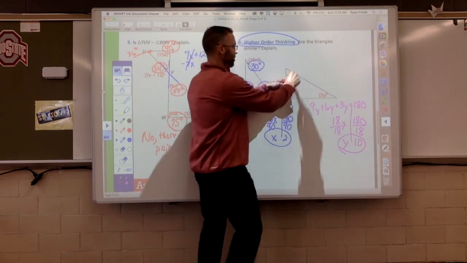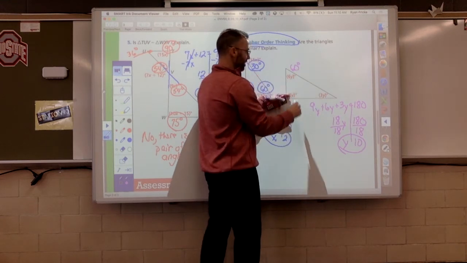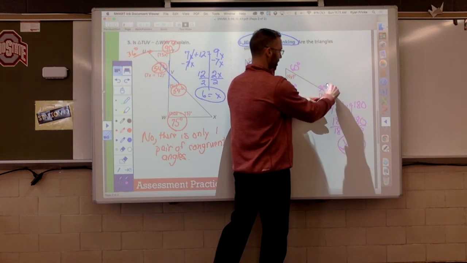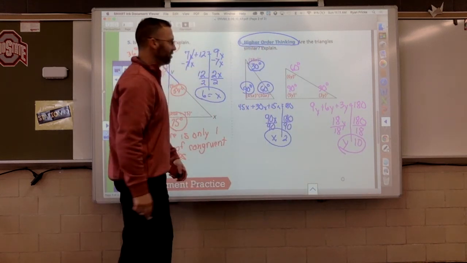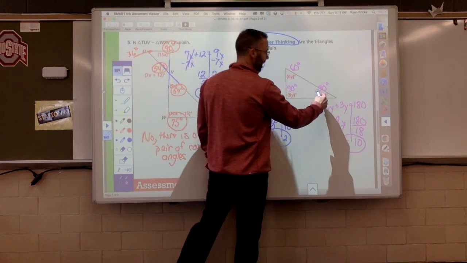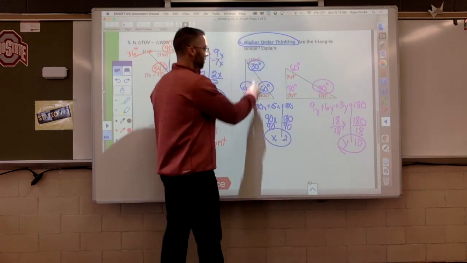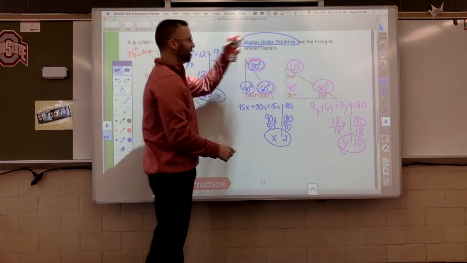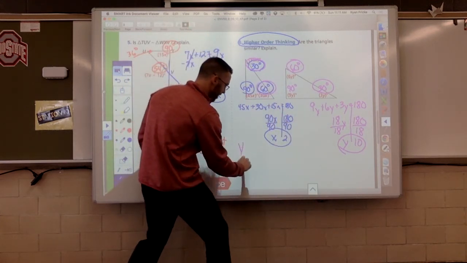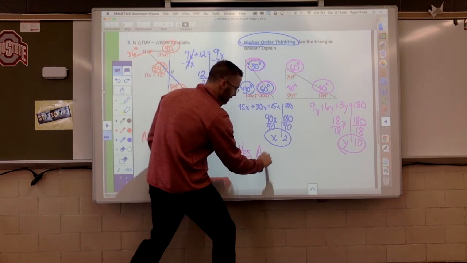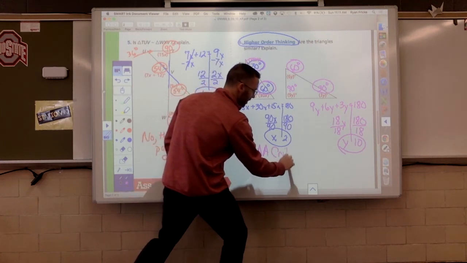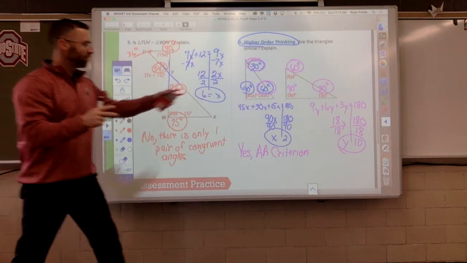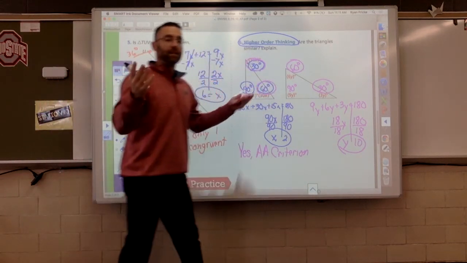Well, take 6 times y. This is 60. 9 times y. That's 90 degrees. 3 times 10, 30 degrees. Now let's compare. Do they have 2 pairs of corresponding angles? Well, there's 30 degrees. There's a 30 degrees. Here's a 60 degrees. There's a 60 degrees. Are they similar? Yes. And once again, we can just use the explanation. Angle, angle, criterion. Boom. They have 2 pairs of congruent angles. They're similar.